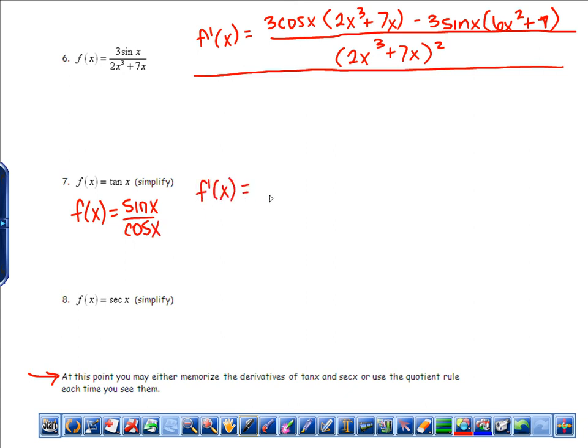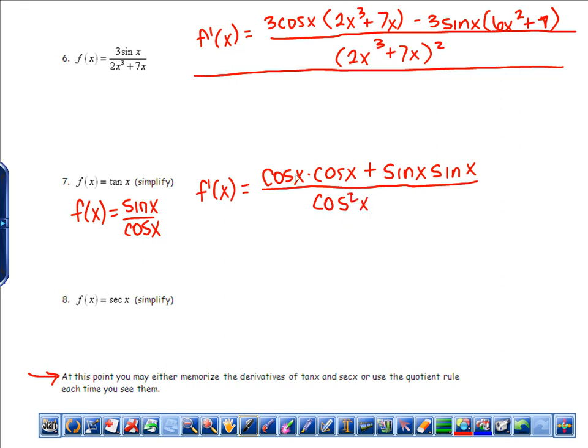So f prime of x, okay, again, think low d high. So the derivative of the numerator, which is cosine, times the denominator, which is also cosine, minus, okay, now I'm doing high d low, so I'm taking the derivative of the denominator times the numerator. So that's going to be a negative sign, so I'm going to put a plus there, sine x, whoops, I'm kind of getting a little ahead of myself there, and all over the denominator squared, so I'm going to just write that as cosine squared.